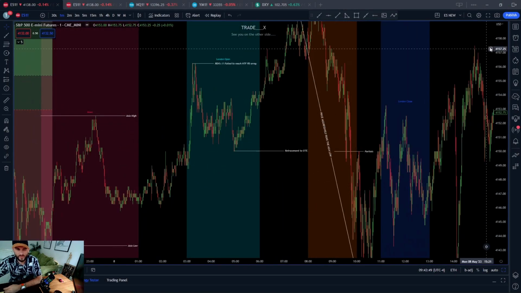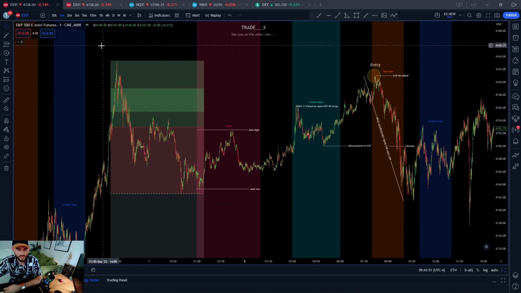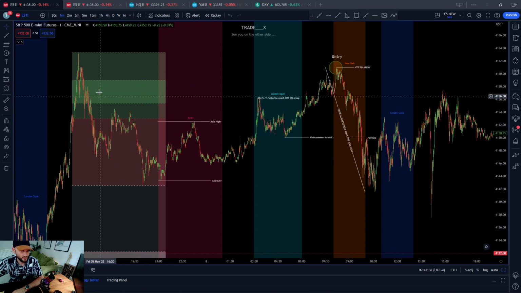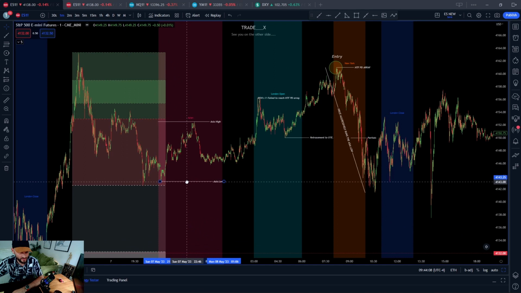All right, so here we go. Let's break this down. So what we have here is the previous range, which hasn't been rebalanced. You can see I've put a fib across it from high to low. This is the Asian kill zone, delineated by this red box, and this is the low of the Asia range. This is the high of the Asia range, right?